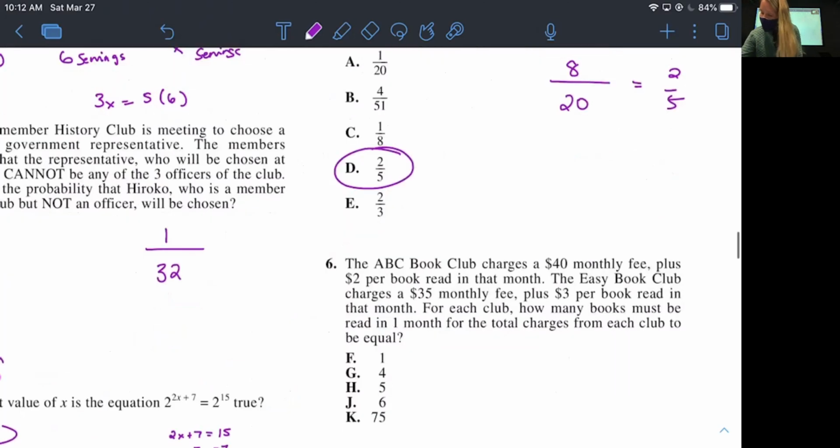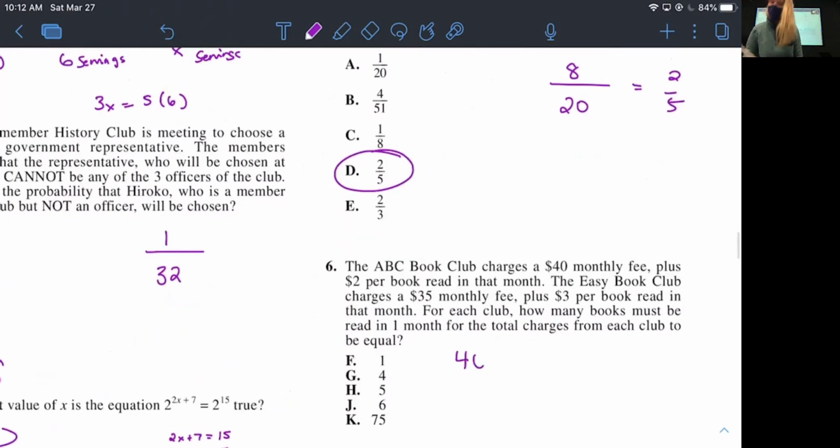Okay, well, the ABC Book Club charges $40 plus $2 per book. I don't know how many books they're going to read, so we'll call that X. I want that to be equal to the Easy Book Club, which charges $35 per month plus $3 per book. I want those two to be equal. X is the number of books that they're reading.